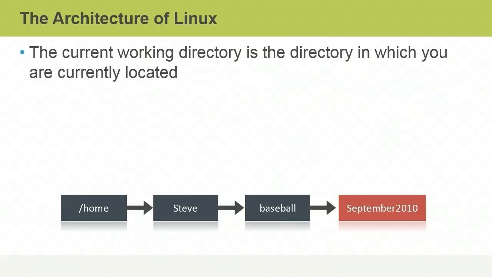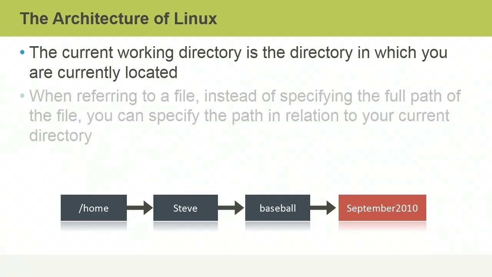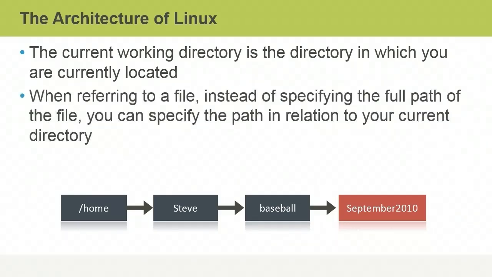The current working directory is the directory in which you are currently located. You can use the pwd command to check what your current working directory is. When referring to a file, instead of specifying the full path of the file, you can also specify the path in relation to your current directory.